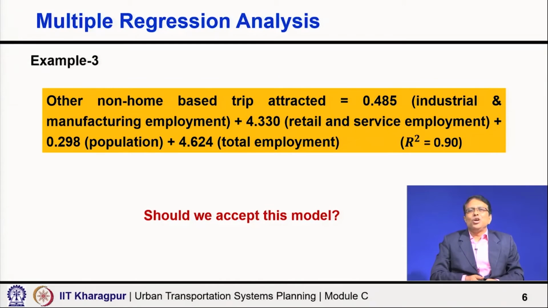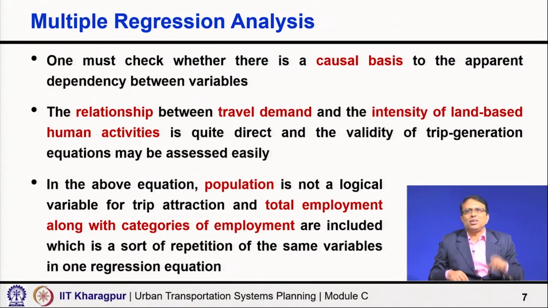The second thing: when we are considering the categories of employment, industry and manufacturing employment, then retail and service employment, then again total employment. Total employment again includes industrial employment, manufacturing employment, retail and service employment, so all are included again. That is not acceptable. So, we should not accept this model. That is what I say.